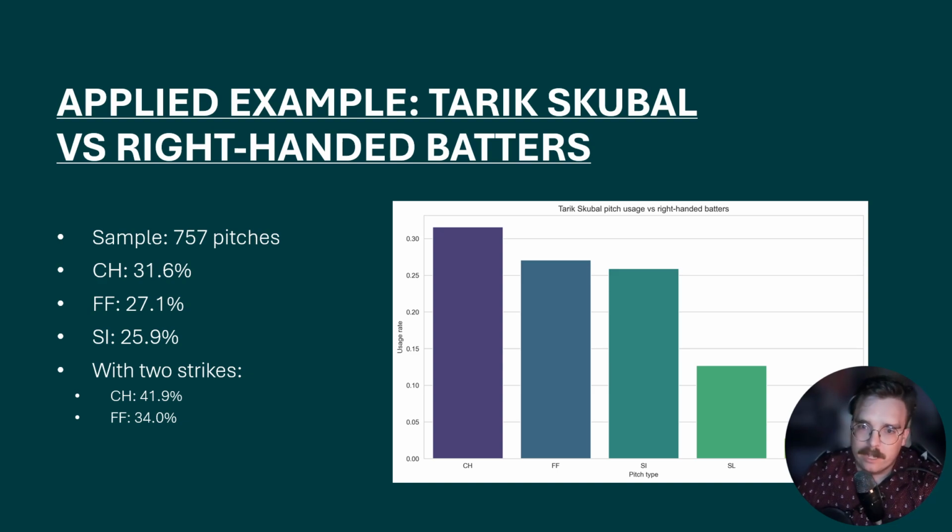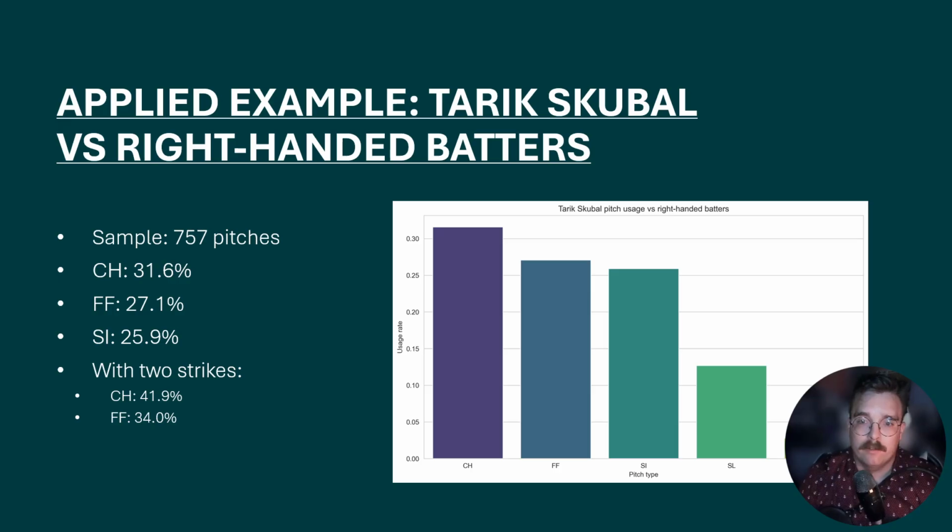For this case study, I isolated 757 pitches thrown by Skubal to right-handed batters during the same project window. Then I summarized three things: his overall pitch mix, his pitch mix by count bucket, and the location patterns of his top pitches. So this slide marks the shift from model validation into a practical use case.